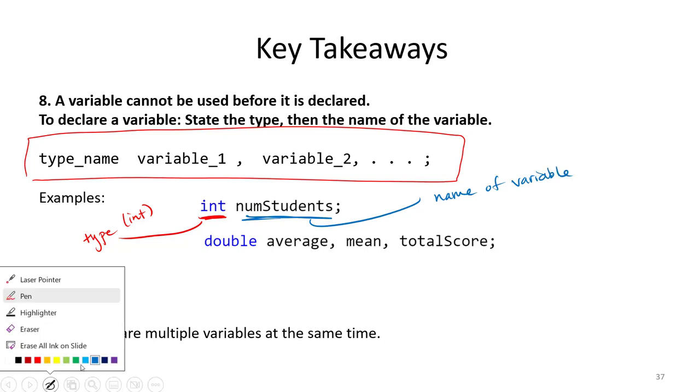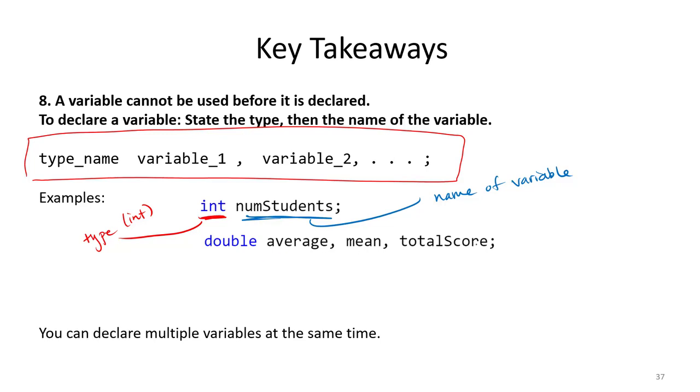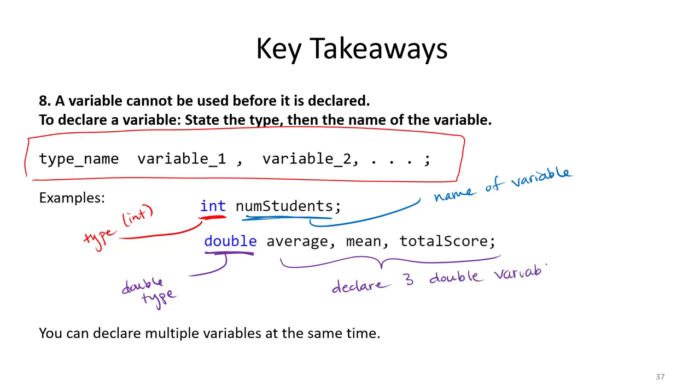In the second example, we have double averageMeanTotalScore. Here we are declaring variables of double type. And we're declaring 3 doubles. So here we have average, mean, and totalScore. So you can use this syntax to declare 3 variables at one time.